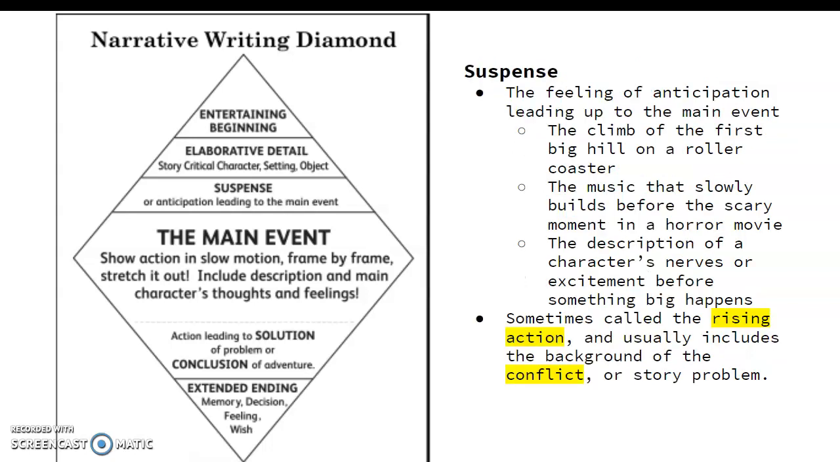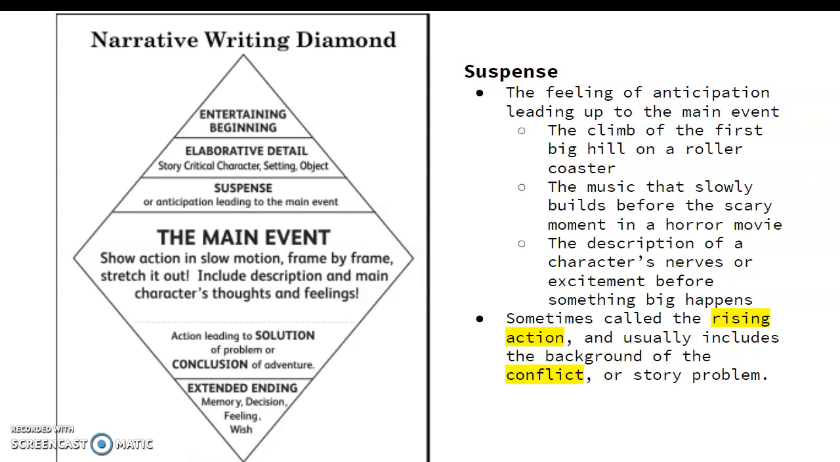So near the beginning, we need to understand that this ring is very important. Then we're moving into suspense. As we're introducing this background, as we're introducing these characters, we're starting to build suspense. That's that anticipation moment. Think about if you were describing riding a roller coaster for the first time. It's that first big climb of the roller coaster. It's that music that's slowly building before the jump scare in a horror movie. It's the description of the character's nerves before they ask the pretty girl out on a date, or before they jump off the high dive in the story. It's that tension that keeps us wanting to keep reading.